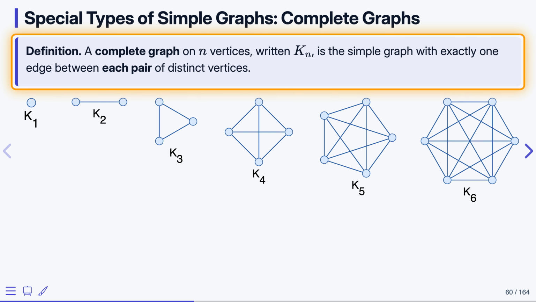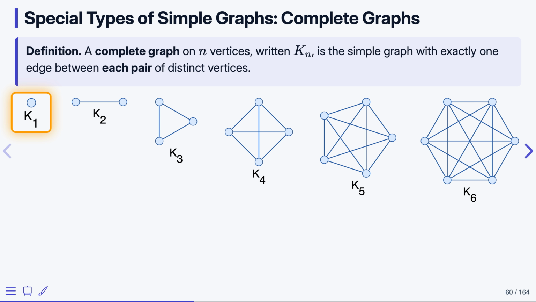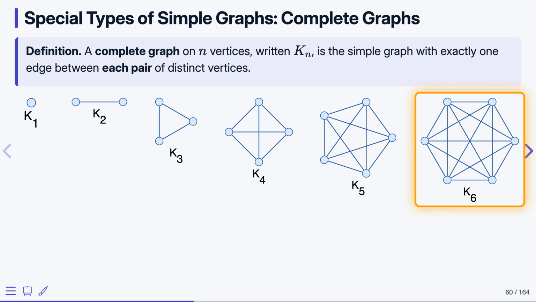Now some special simple graphs that come up again and again. The first one is the complete graph. A complete graph on n vertices is written as Kn. In a complete graph, every pair of different vertices is joined by exactly one edge, so every vertex touches every other vertex. You see K1 up to K6 along this row. K1 is just a single dot with no edge. K2 has two vertices and one edge. K3 is a triangle. K4, K5, and K6 add more vertices, and each new vertex connects to all the others.